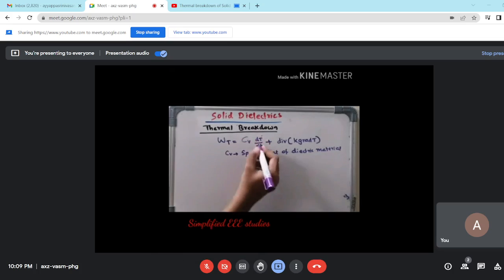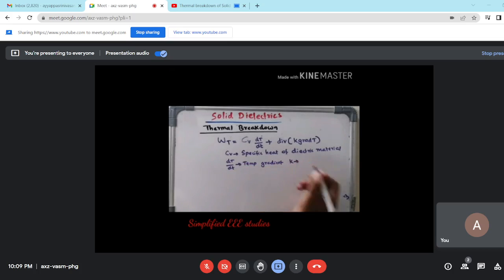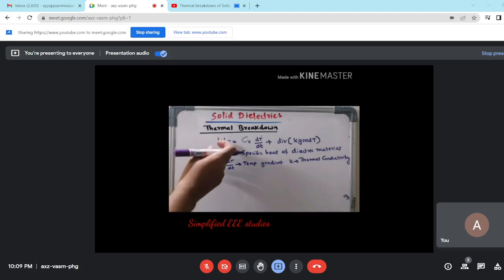Then dT by dt is the temperature gradient. K is the value of thermal conductivity. K is known as thermal conductivity. That's all about that. This is the amount of heat which is transferred from the solid dielectric material.